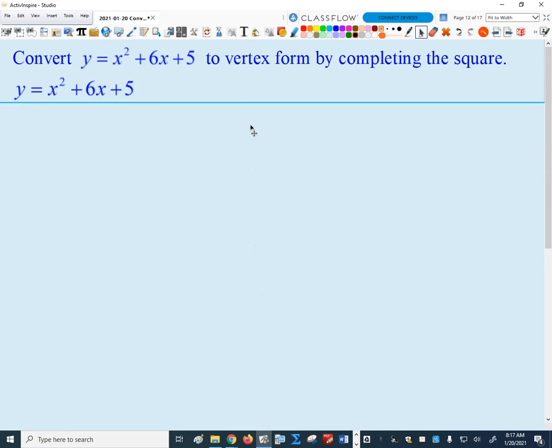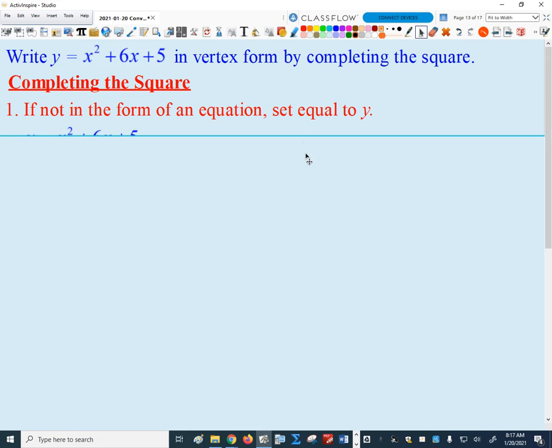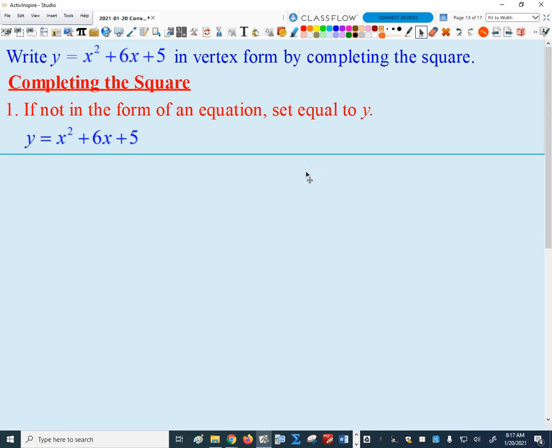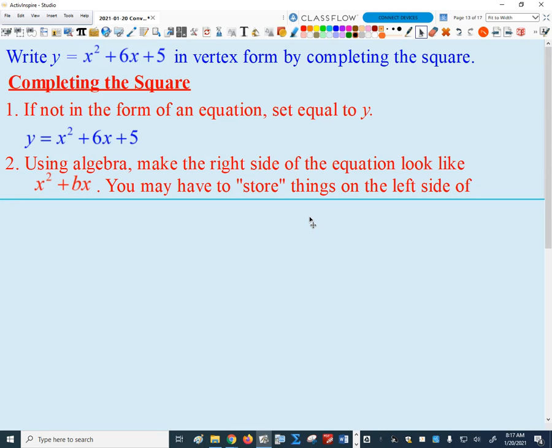Oh, you know what? I'm going to skip this. I want to do it this way. So our first step is to set it equal to y, already done. Okay. Next step, we want to make the right side of the equation look like x squared plus bx. Well, x squared plus bx is going to be just this portion right here already, isn't it? There's x squared plus bx because a is equal to 1, b is equal to 6, and c is equal to 5 in our case, right?